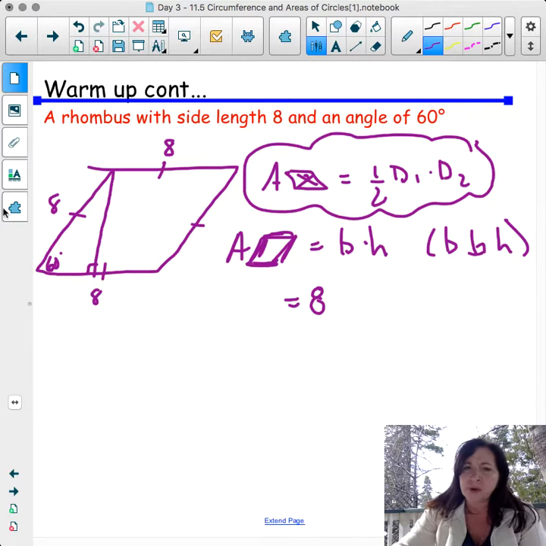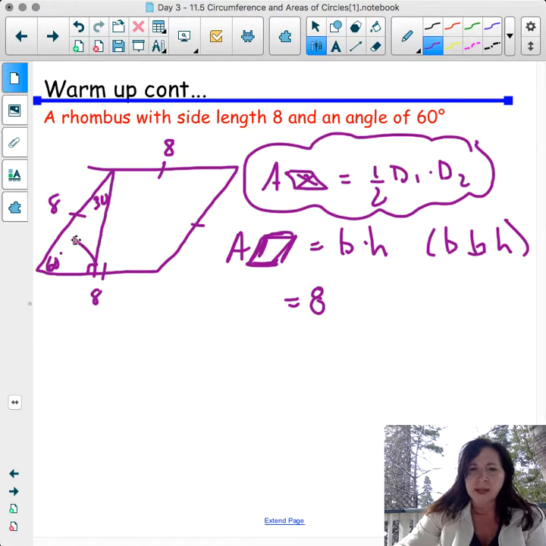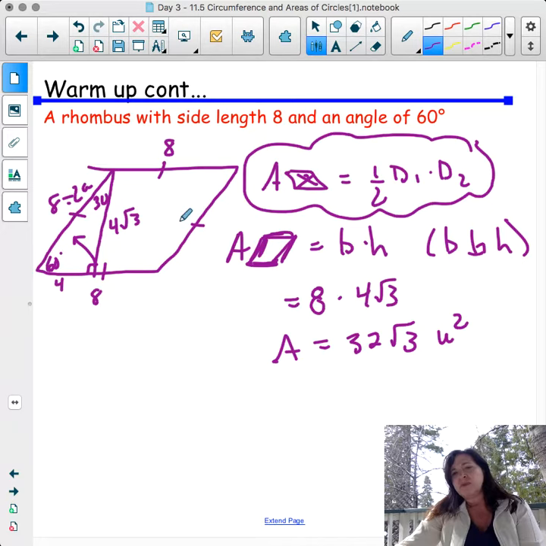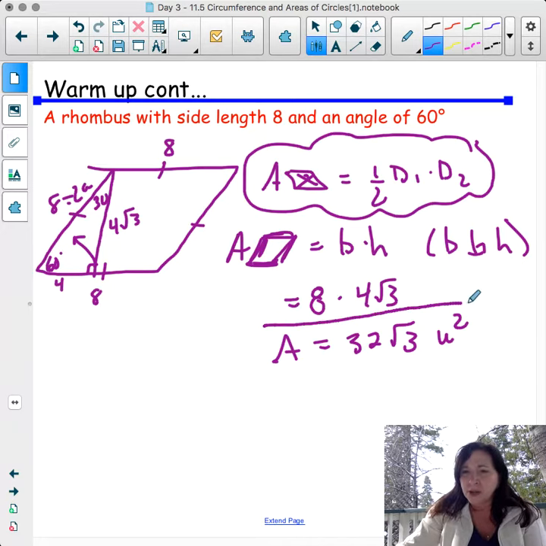In order to find my height, across from the 60 is the 30. Across from the 90 is equal to 2a. So that means a, which is across from my 30, is equal to 4, which means that across from my 60 is going to be 4 root 3. So this will be 8 times 4 root 3, which is 32 root 3, and that's units squared. That's the area of this rhombus using the parallelogram formula.